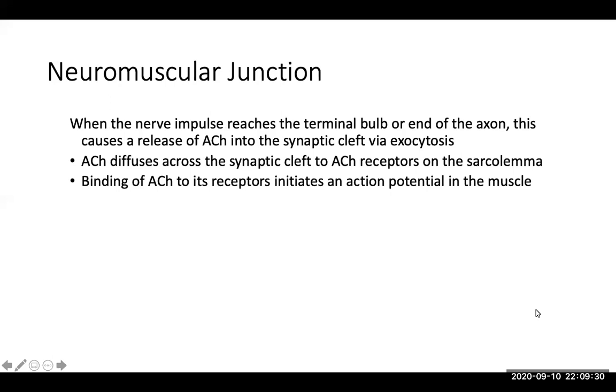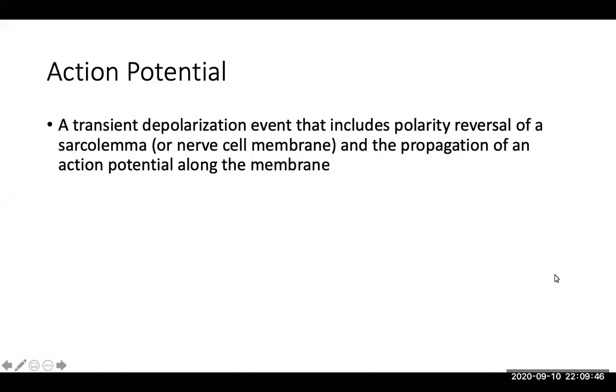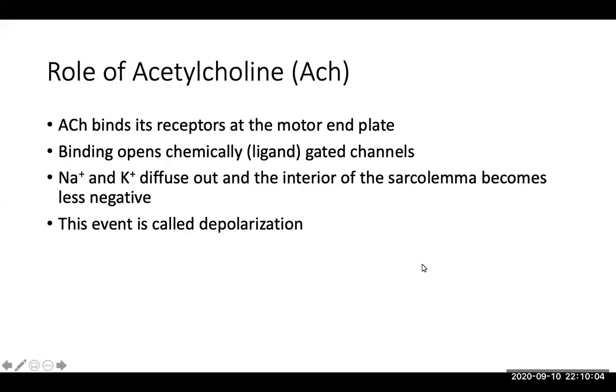So the nerve impulse will reach the terminal bulb. This will cause acetylcholine in the synaptic cleft to be released via exocytosis, and then acetylcholine will bind to receptors on the sarcolemma of the muscle fiber, and this will initiate what we call an action potential in the muscle. The action potential is what we call a depolarization event. This just means a polarity is changed, so there's a difference in charge moving across the fiber of that muscle cell, and that action potential will propagate into the membrane and eventually down to the T tubules to release calcium.